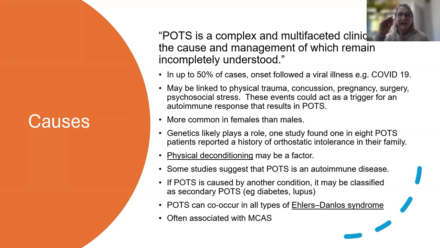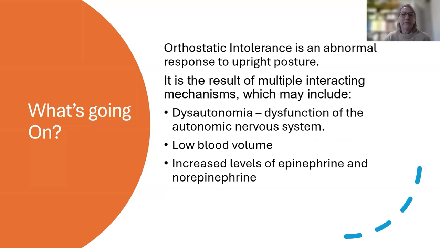Certainly physical deconditioning is a factor, and orthostatic intolerance is seen in people who, after a long illness or who've become very weakened, or after rapid weight loss. But that is quite reversible once those issues are addressed. POTS can be a result of a secondary condition, and it can co-occur with all types of Ehlers-Danlos syndrome, and it's often associated with mast cell activation syndrome as well.